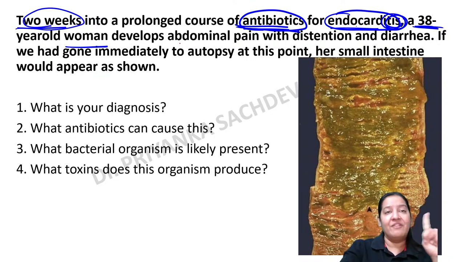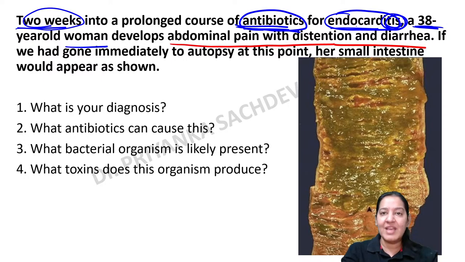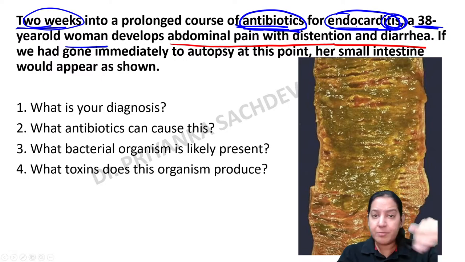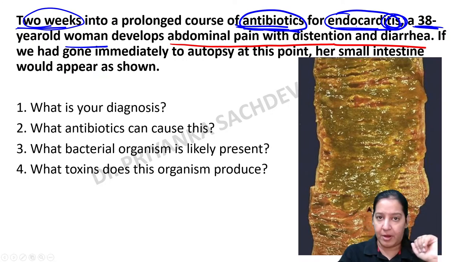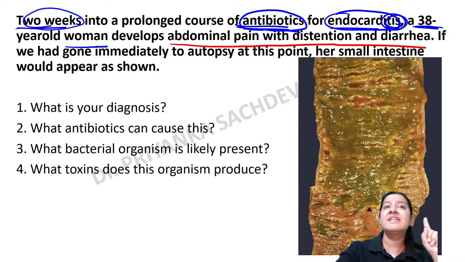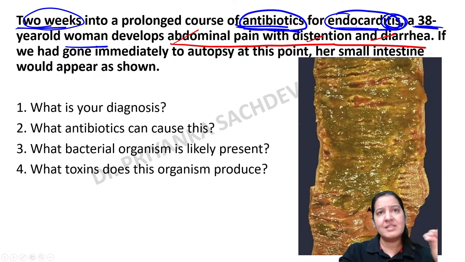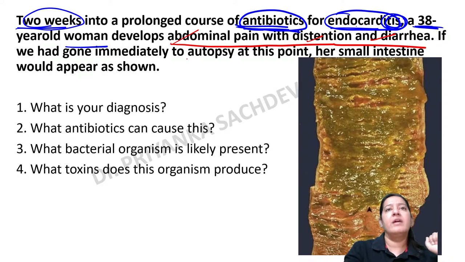The female develops severe abdominal pain with distension and diarrhea. So something happened in the intestine. There was a problem in the heart. The patient was having endocarditis for which I was offering antibiotics. But after taking 2 weeks of the antibiotic, the heart problem subsided. But now the patient is having severe abdominal pain with abdominal distension and diarrhea. It was so severe that the patient is dead.